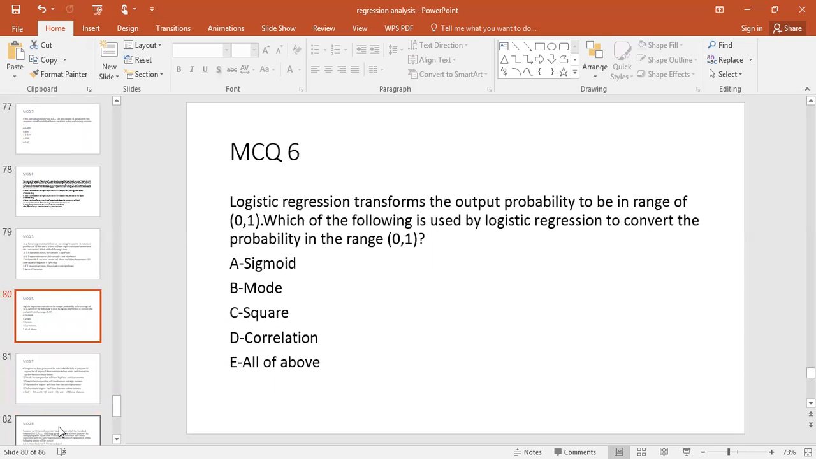MCQ number 6. Logistic regression transforms the output probability to be in range of 0 to 1. Which of the following is used by logistic regression to convert the probability in the range 0 to 1? A. Sigmoid, B. Mode, C. Square, D. Correlation, E. All of the above. It is A, that is sigmoid.